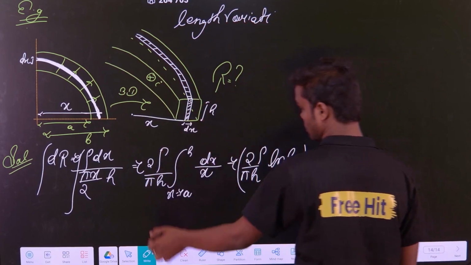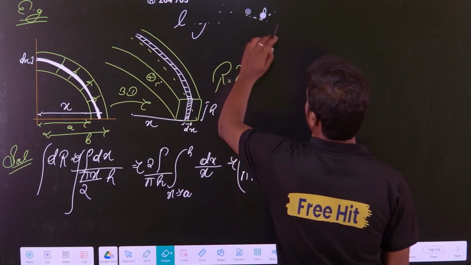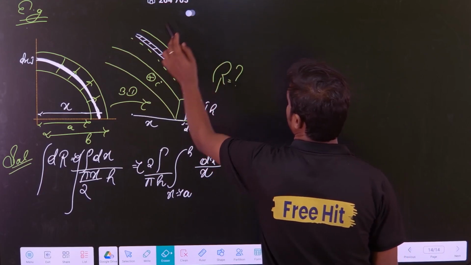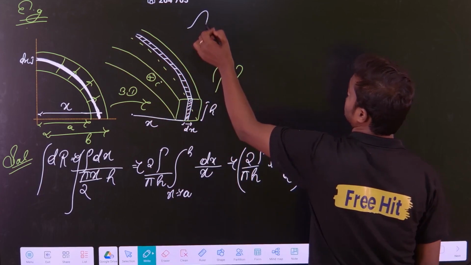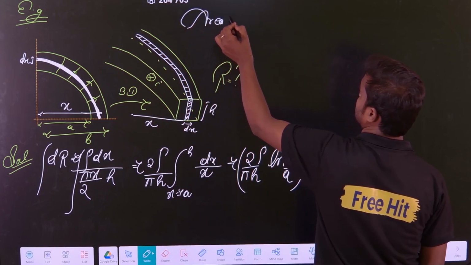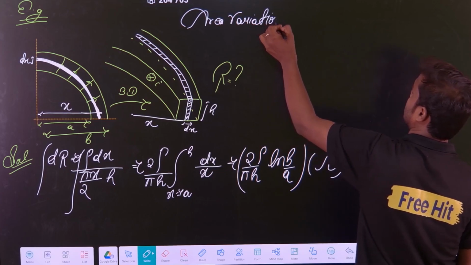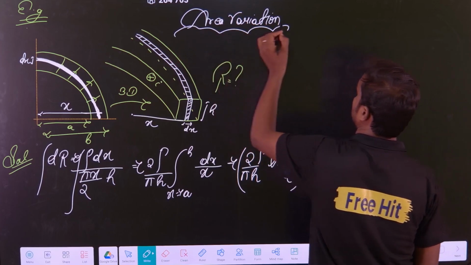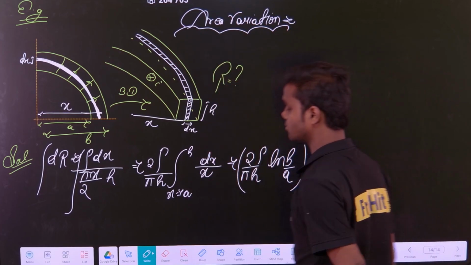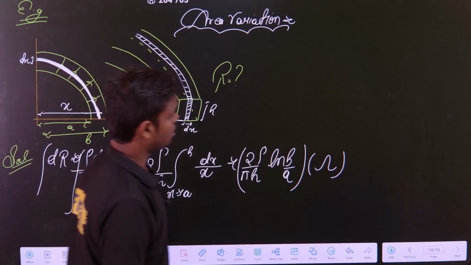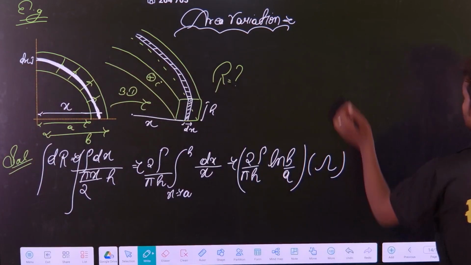Sorry, not length, area variation. So here we will have an area variation. Clear? Okay.